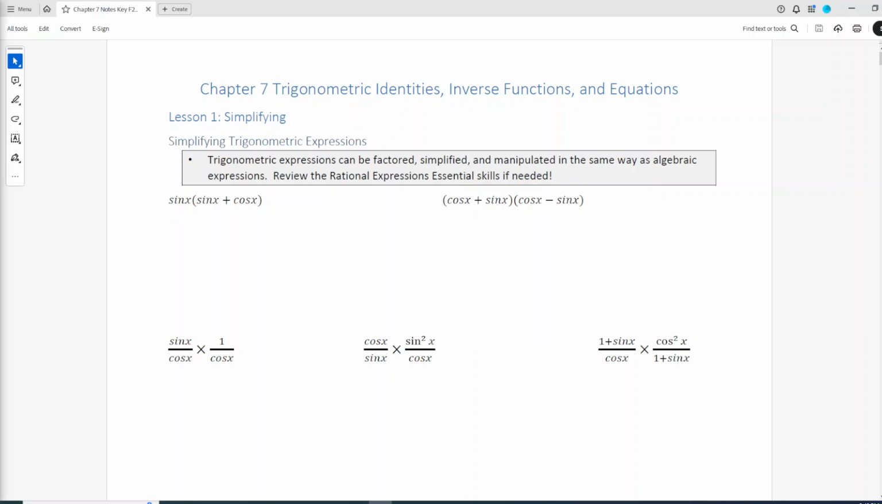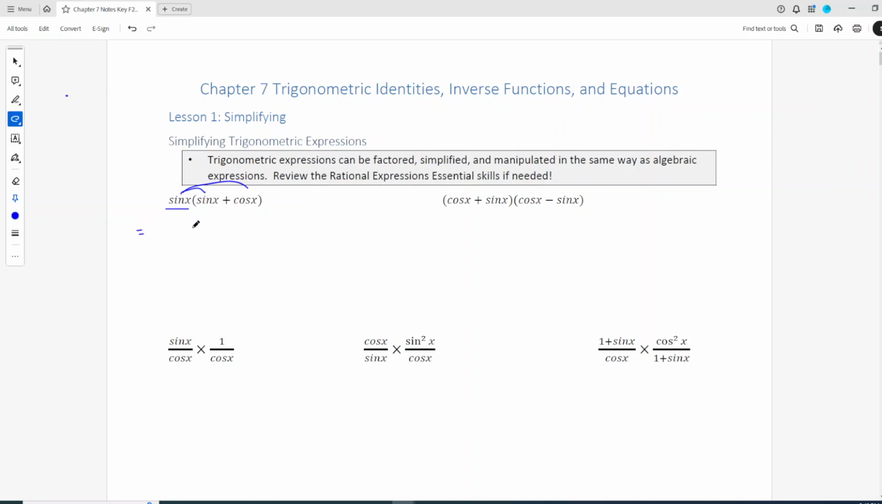And then the second half of this chapter will be evaluating and solving with trigonometry. So the first thing we're going to learn how to do is simplify expressions. So in other words, what does it look like when you have a monomial times a binomial and they're written as trig? So for this one, hopefully you can see that it's going to be a distribution, and we're going to do sine x times sine x.